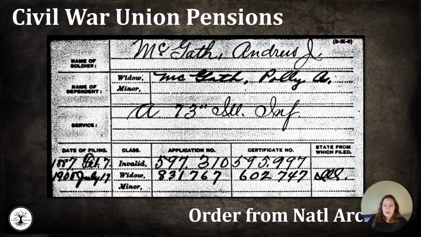There is a link in your handout to search for free on FamilySearch to see if you can find an index card like this for your ancestor. Make sure that the details on the index card match the actual service dates that you have, along with the dates of filing. So like if the widow filed in 1905, but you know that your Andrew McGath was still alive until like 1925, then you'll know this is not the right person. So check the dates and check the location where somebody was living when they filed and also where they served from.